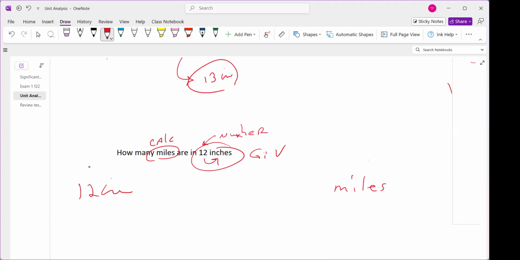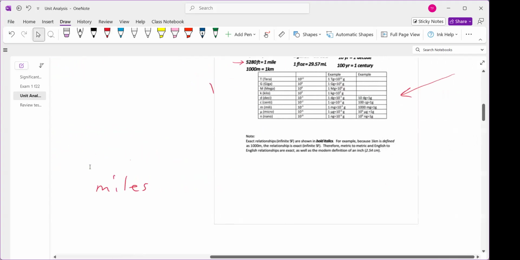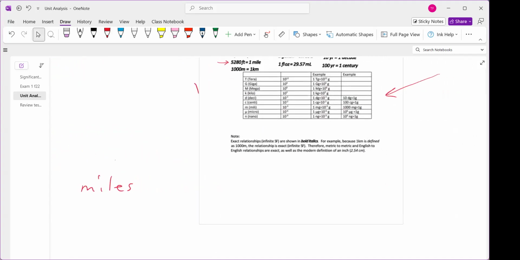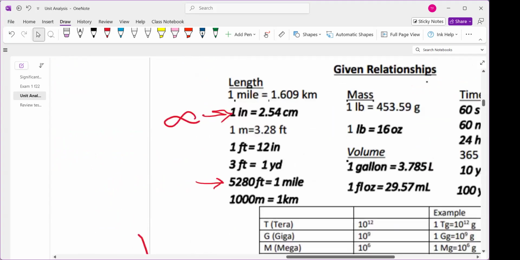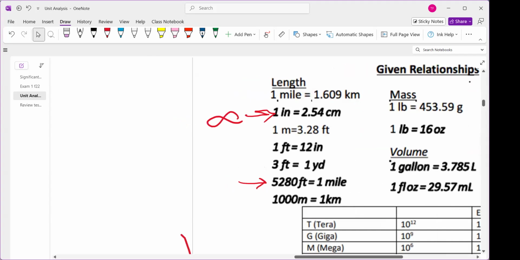And then the next step is, are there any relationships that we know that go from miles to inches? Well, over here, miles to inches. Let's see. Well, we got feet to miles. We have kilometers to miles.